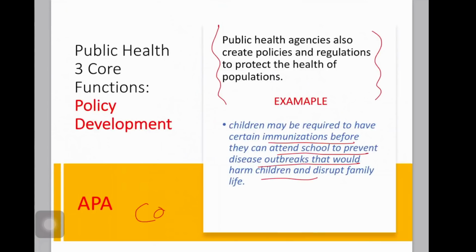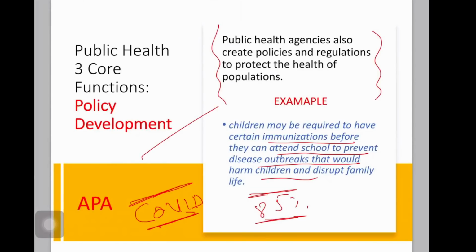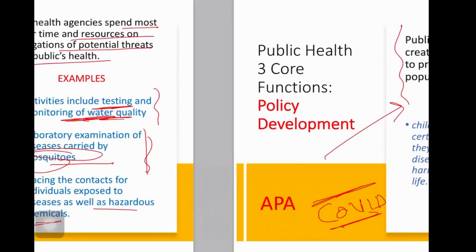Just like we have the clear case of COVID. We will open the schools when we achieve 85% immunization in the school, among the faculty and the students, right? So now this is the policy, right? So this was the assessment.